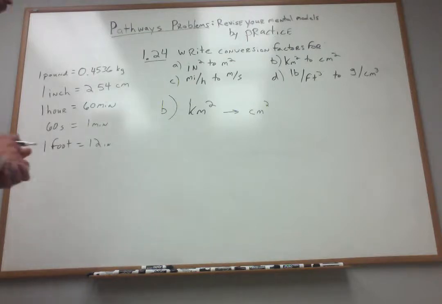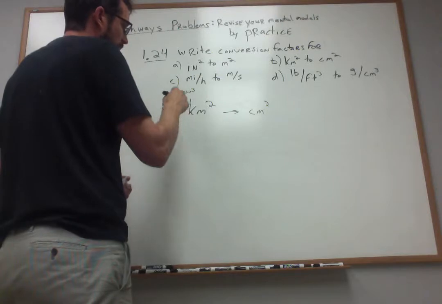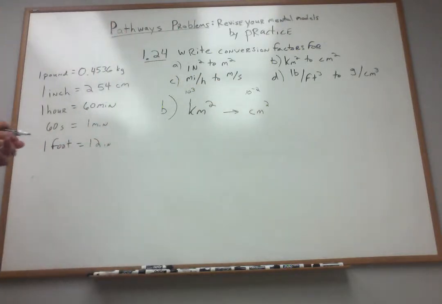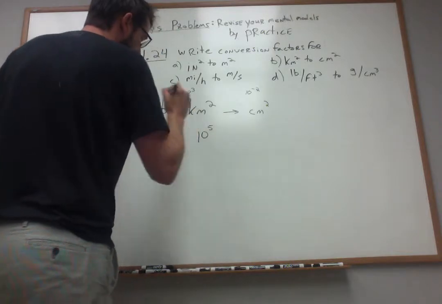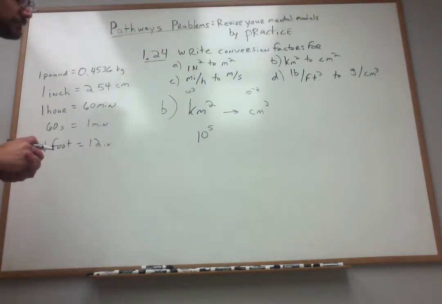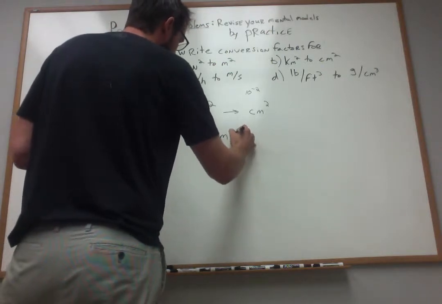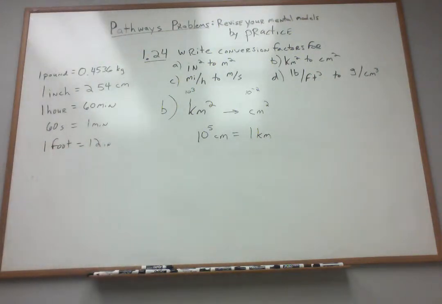Now kilo is a bigger unit. That's 10 to the 3 of something. Centi, smaller unit, 10 to the minus 2 of something. So there's this factor of 10 to the 5 between the two. And indeed, I could write that 10 to the 5 centimeters is physically equivalent to a kilometer. So if you walk a kilometer, you've also walked 10 to the 5 centimeters.